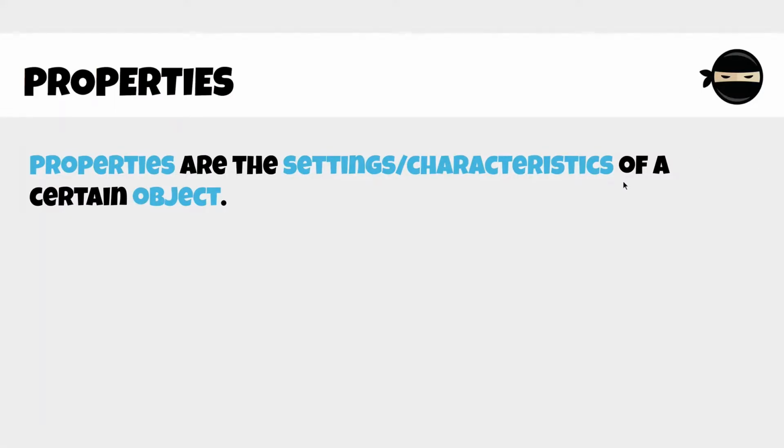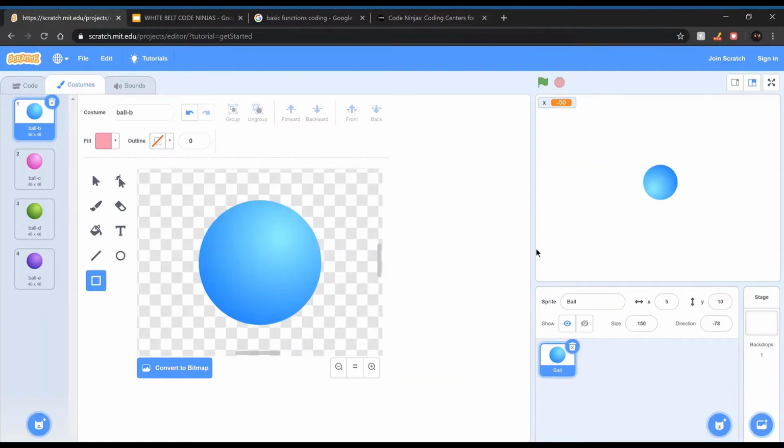So what are properties? Properties are the settings or characteristics of a certain object within your code. Let's go to Scratch to show you an example. So we are here in Scratch now, and the basic properties of an object are going to be right here. We're going to be focusing on the ball today.